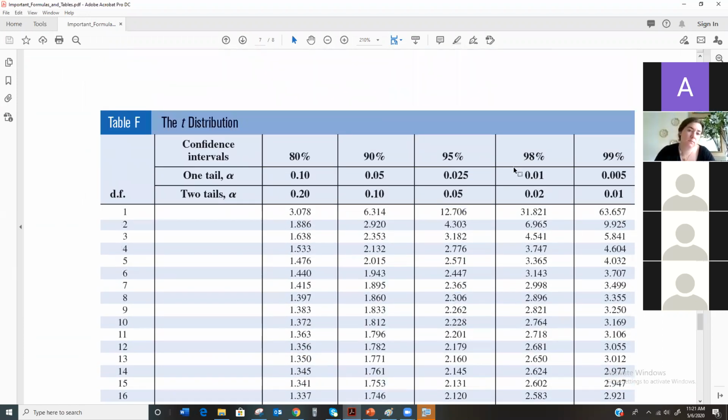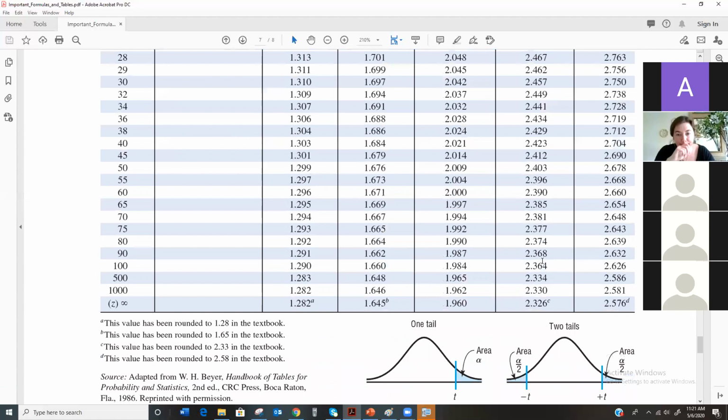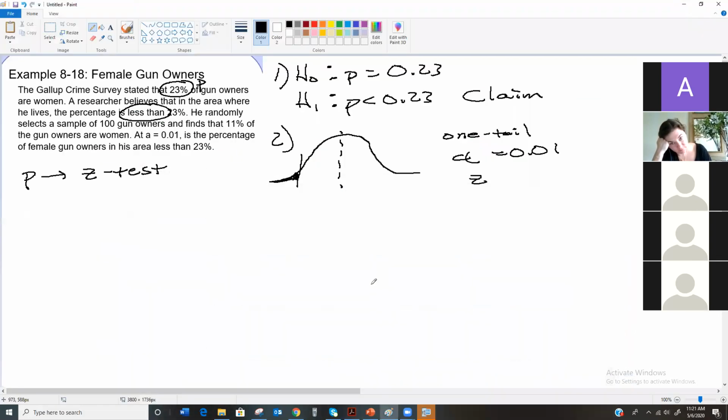What are you guys getting? Negative 2.33. Yep. Good, and you remembered the negative, so that's good. So 2.326 is what you get off the chart. We'll just round that to 2.33. But you are correct, we've got to put negative. And so if our test value comes out lower than negative 2.33, we'll reject.